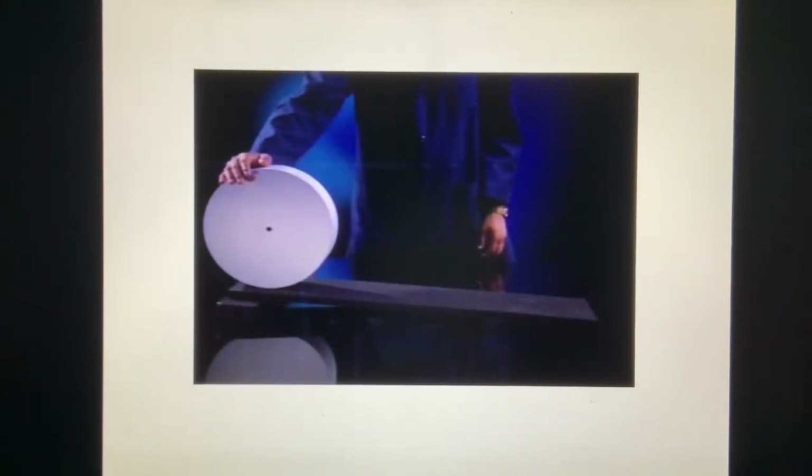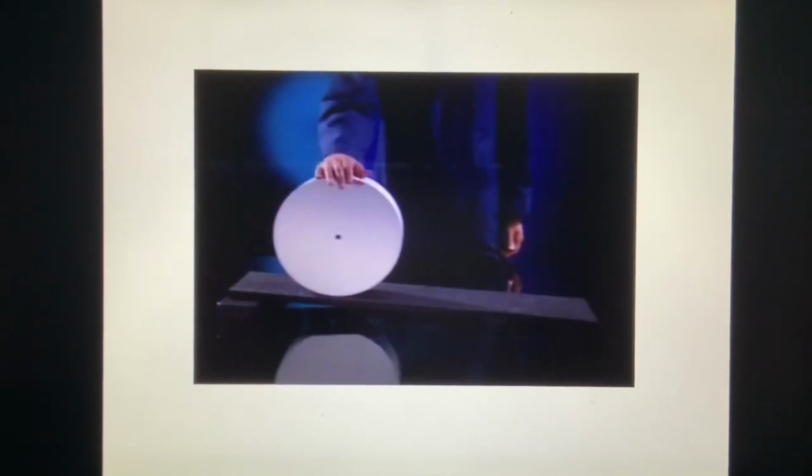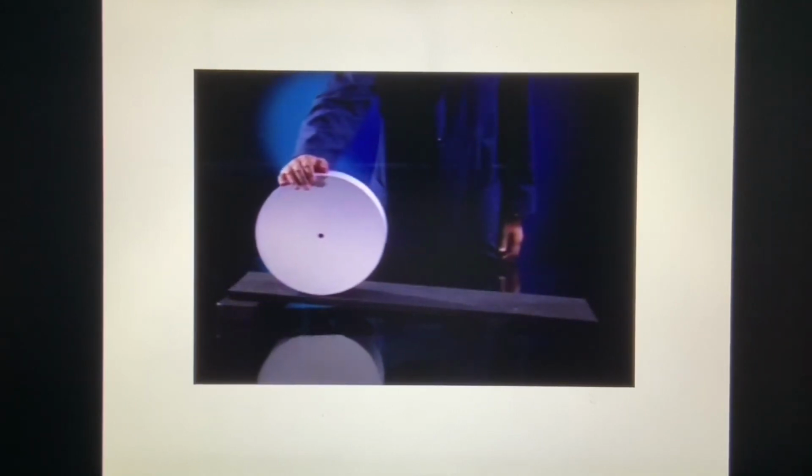When we place this disk on an incline, it rolls downhill. If we place the same disk on the incline again, it rolls uphill. What could account for this unusual behavior?